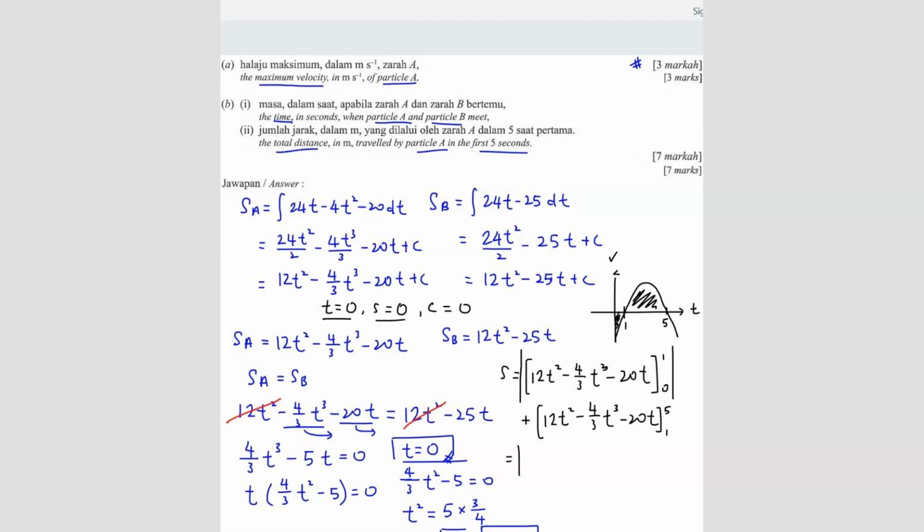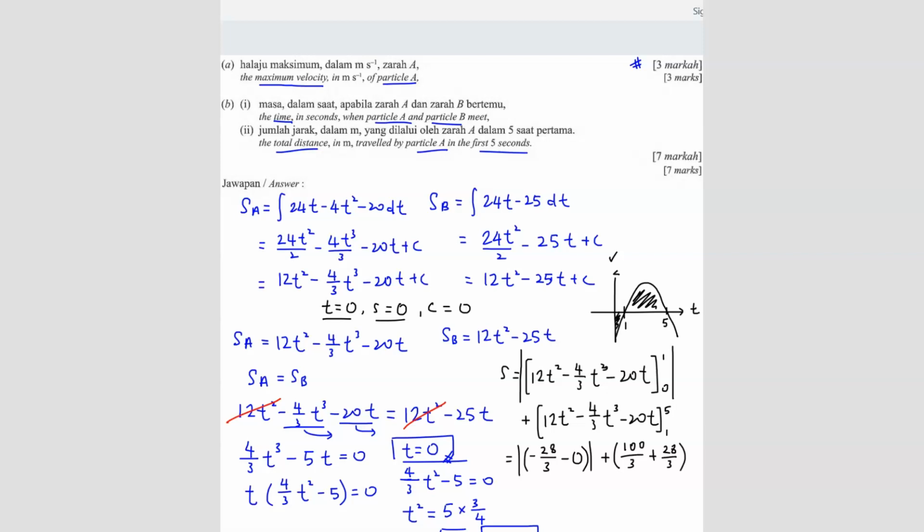So the first part, when you count, when you substitute 1, you should get negative 28 over 3. And then when you substitute 0, you get 0. And then you have to add the second part, which is when you substitute 5, you get 100 over 3. And then minus, when you substitute 1, you get negative 28 over 3. So it becomes positive 28 over 3.